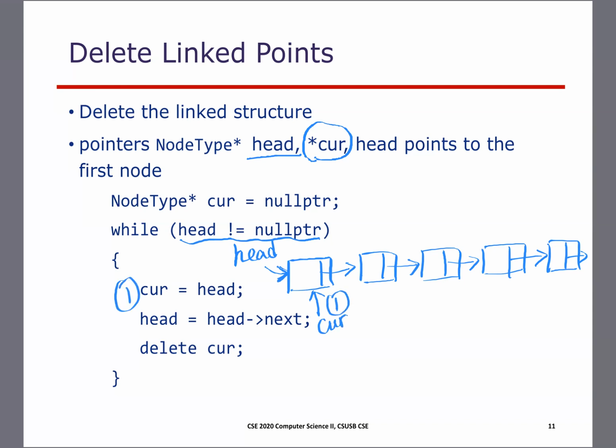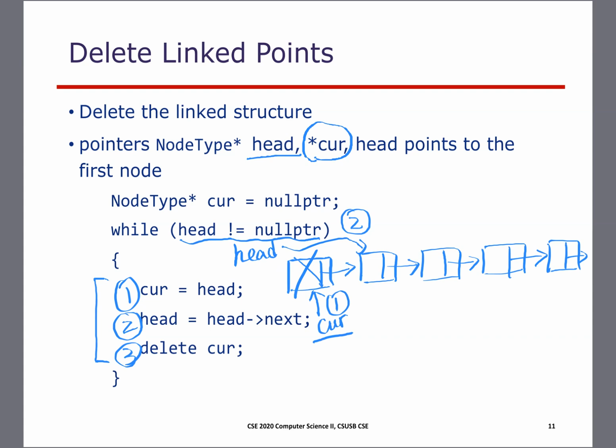And then we update the head. We move the head to the next node: head equal to head next. So now the head points to the second node. And then we delete current. After these three steps, we have deleted the first node, and now the head points to the second node. And then we repeat these three steps.